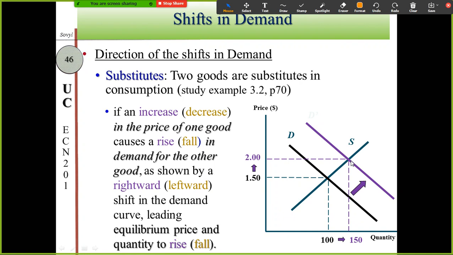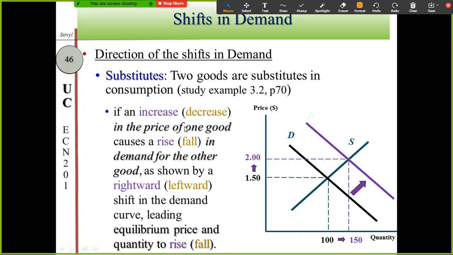As a result, a new equilibrium comes. So at the new equilibrium, there is a higher price, higher quantity demanded, and higher quantity supplied for burger. That's why it leads the equilibrium price and equilibrium quantity for burger to go up.